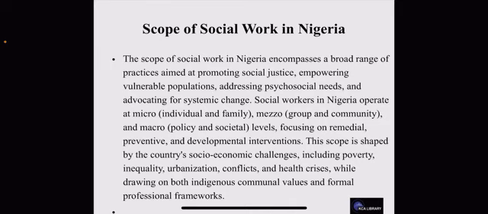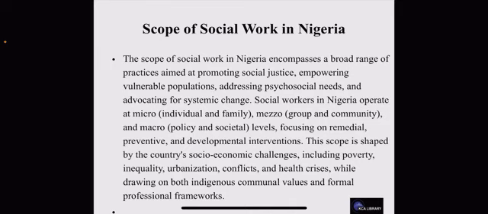So let's move on to the scope of social work in Nigeria. It encompasses a broad range of practices aimed at promoting social justice, empowering vulnerable populations, addressing psychosocial needs, and also advocating for systemic change.